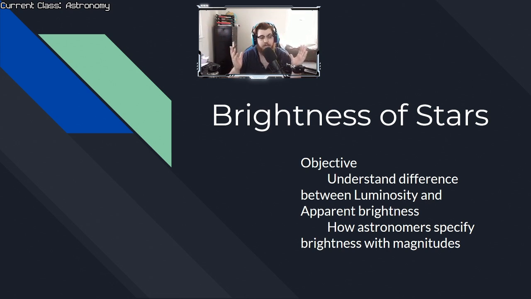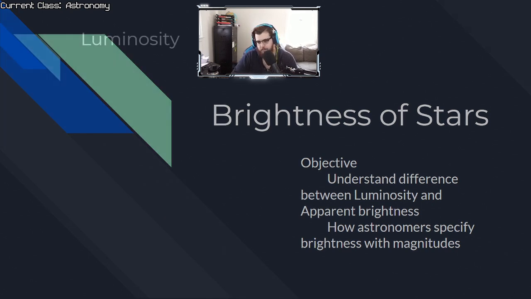So that's what we're going to be doing today. We're talking about astronomy, the brightness of stars and the color of stars. Our objective for the brightness of stars section, chapter 17.1 in the astronomy book that we use, is to understand the difference between luminosity and apparent brightness, as well as to figure out how astronomers actually use brightness with absolute magnitudes and stuff like that. So make sure you get your notebooks out, and let's jump right into it.